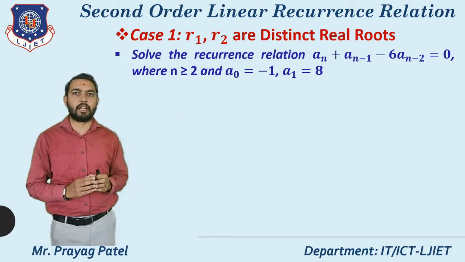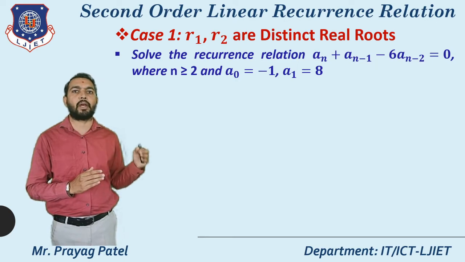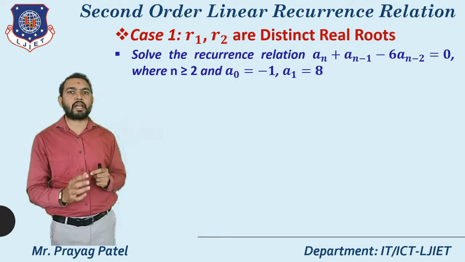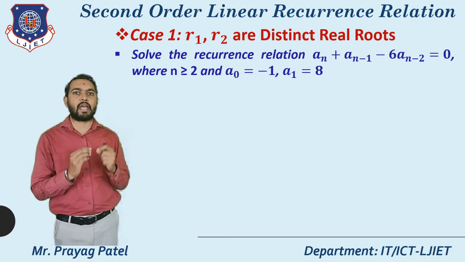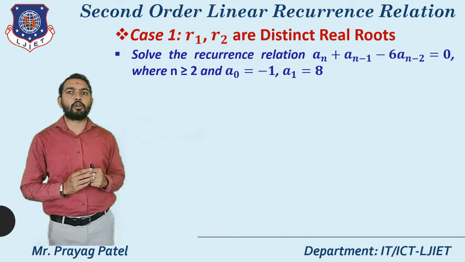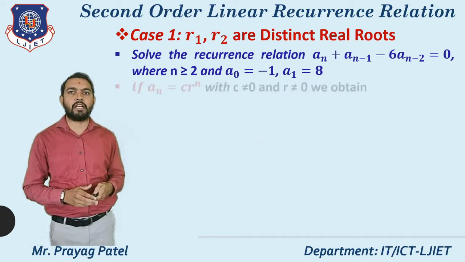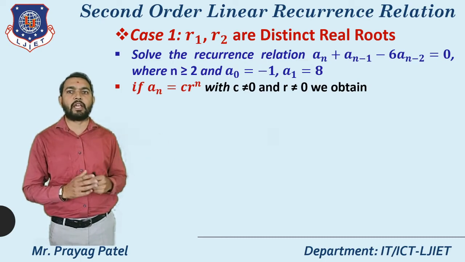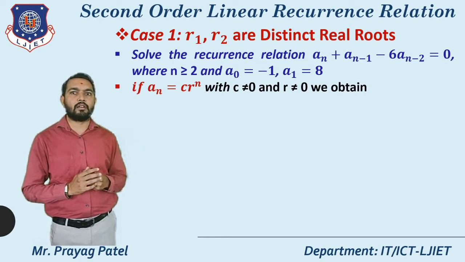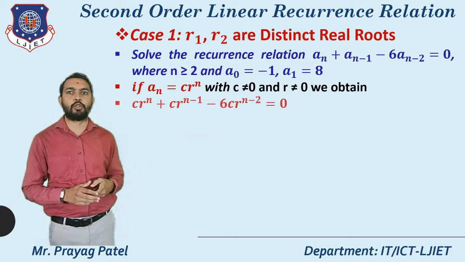Solve the recurrence relation a of n plus a of n minus 1 minus 6 a of n minus 2 is equal to 0. See here, this relation is a second order relation because our terms are n minus 1 and n minus 2, where n is greater than or equal to 2, and a0 is equal to minus 1, a1 is equal to 8. So here the initial conditions a0 and a1 are already given. Now a of n equal to c into r raised to n. We know this equation already. Now c not equal to 0 and r not equal to 0.